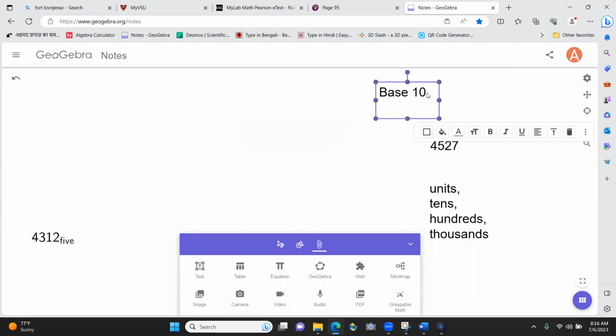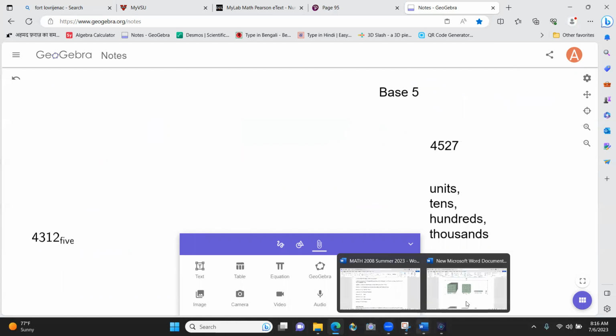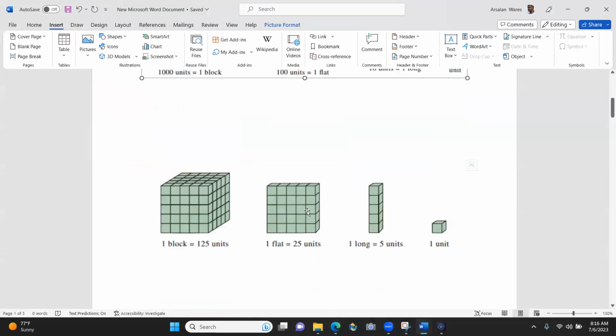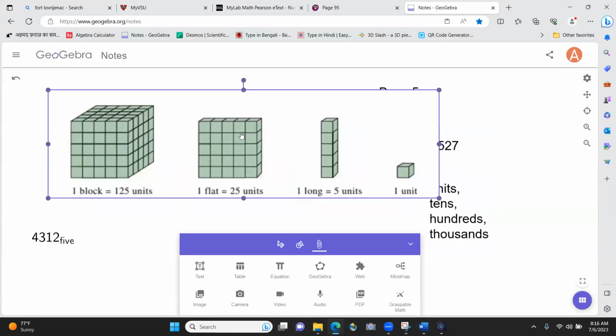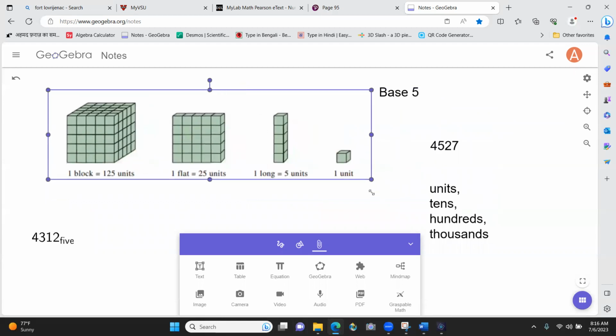Okay, so we're talking about base 5 now. Let me get the base 5 blocks. They are here. Again, I don't like those words flats and blocks. I'm just going to say 1 unit, 5 units, 25 units, and 125 units.